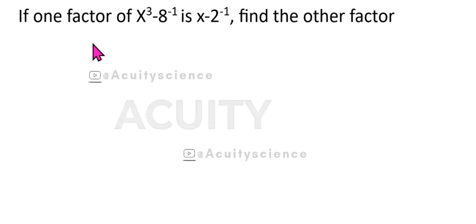If one factor of this polynomial right here is this, we're asked to find the other factor. It's easy. All we need to do is divide this polynomial by this. So let's go the long division way. I'll put this in.